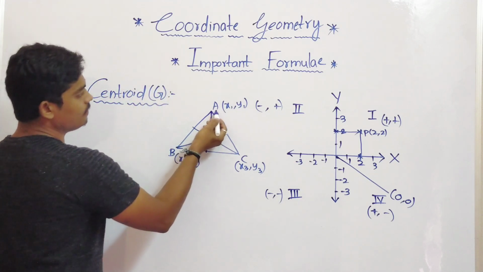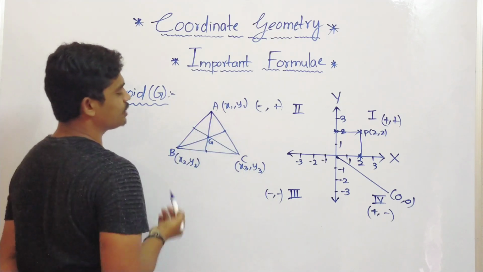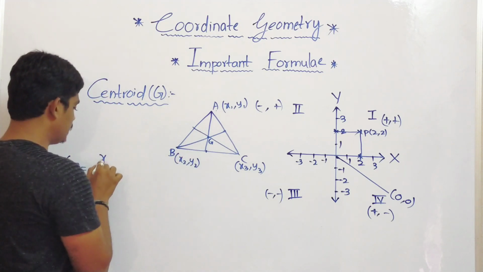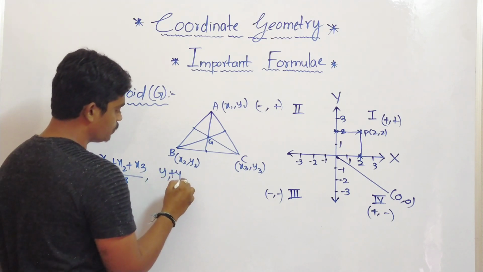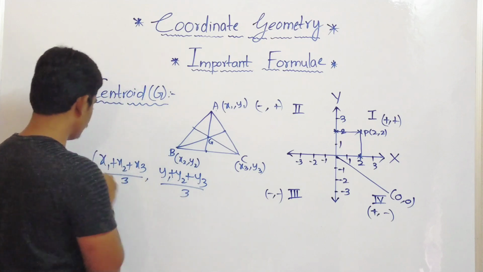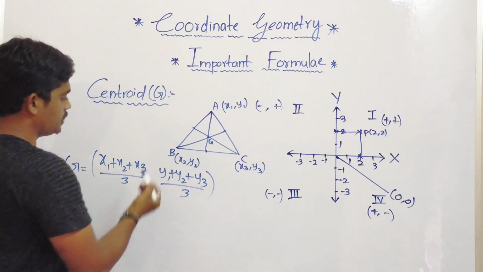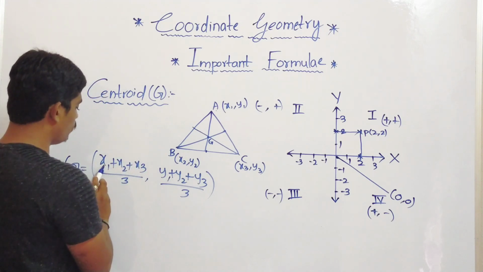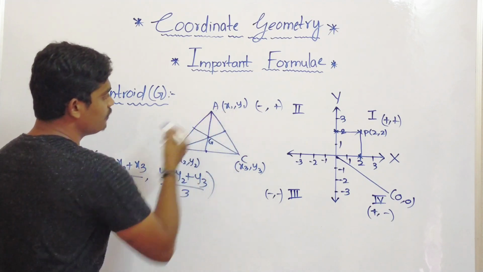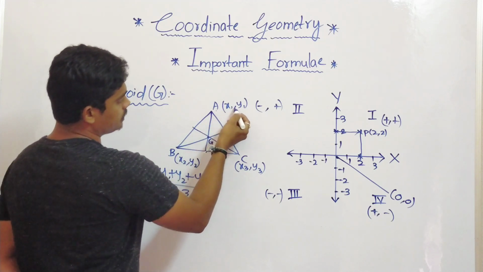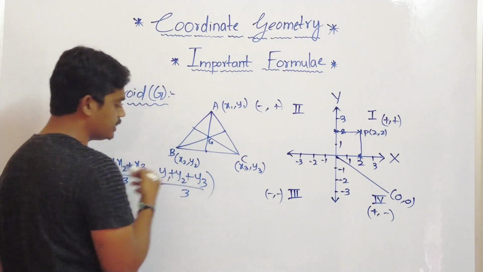So how do we find this? We have vertices x1, y1, x2, y2, x3, y3. So the centroid is nothing but, take the average of the x coordinates and again the average of the y coordinates, which is x1 plus x2 plus x3 by 3, y1 plus y2 plus y3 by 3. If you observe, this is almost similar to the midpoint which we have learned before. There we have only x1, y1, x2, y2, and we are adding x1 plus x2 by 2, y1 plus y2 by 2. Now here we have 3 points with x1, y1, x2, y2, x3, y3. Then we are adding all the x coordinates divided by 3 and all the y coordinates divided by 3.